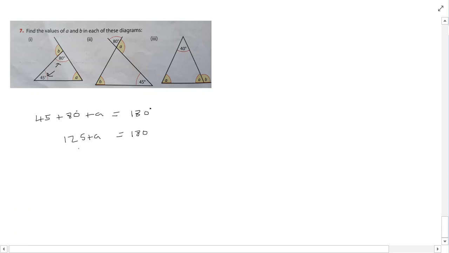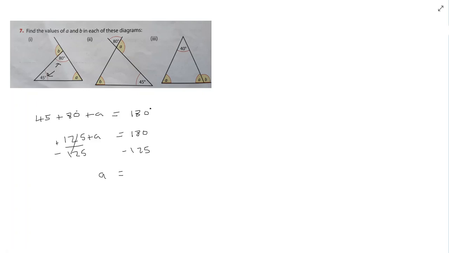Now remember with algebra, we're trying to solve for A, so we want to get rid of all the numbers around A. This is plus 125, so in order to get rid of that, we have to do the opposite, which is subtract. We have to minus 125 from this side, and remember, when there's an equal sign, if we subtract 125 from one side, we have to subtract 125 from the other side as well. So plus 125 minus 125 will cancel out, and A is going to be equal to 180 minus 125.